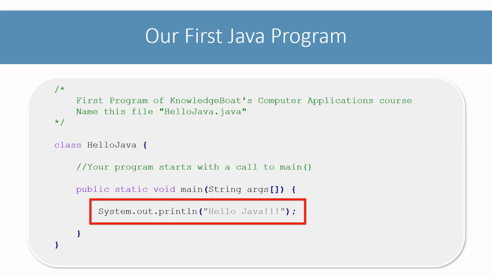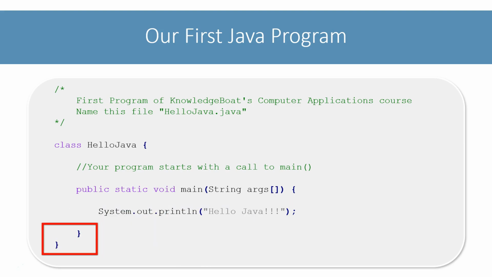The line begins with System.out. System is a predefined class of the Java standard library that provides access to the system, and out is the output stream that is connected to the screen. Don't worry if the last sentence I said didn't make any sense to you. Just remember that we use the System.out.println method to output some string on the screen. The next two closing curly braces mark the end of main method and HelloJava class respectively. That brings us to the end of our first Java program.